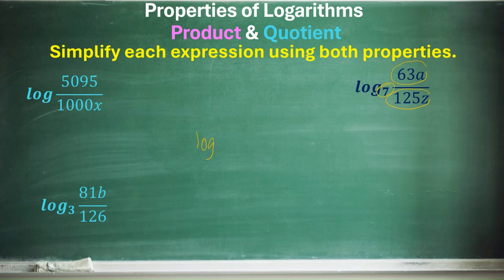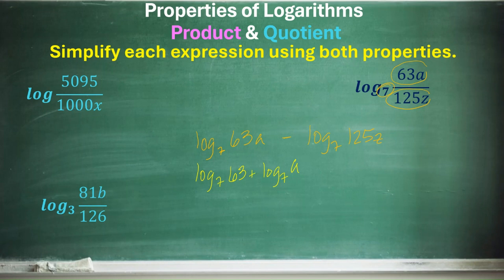So my base is base 7, so we need to make sure we write the log base 7 on all of these. So the log base 7 of 63a minus log base 7 of 125z. Okay, that's our first step. Now our second step is going to be expanding the product property. So log base 7 of 63 plus log base 7 of a. So great, we've broken apart the 63 and the a.